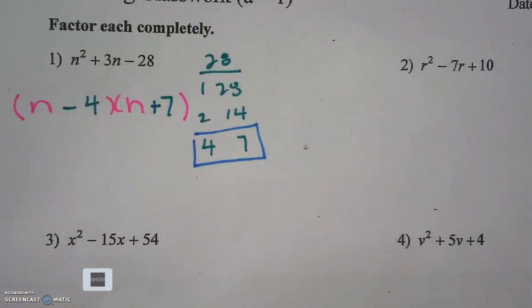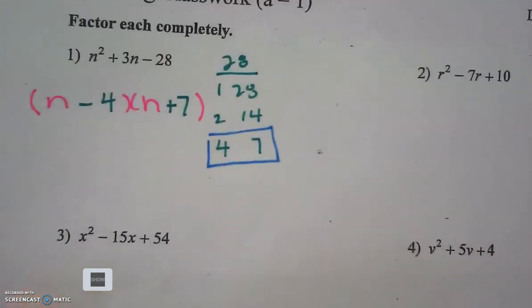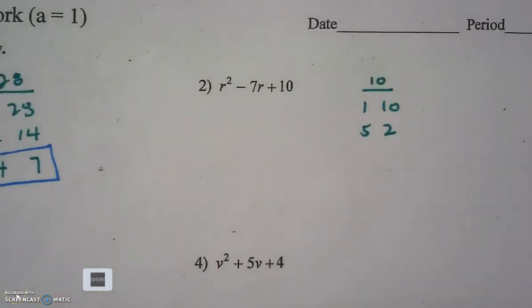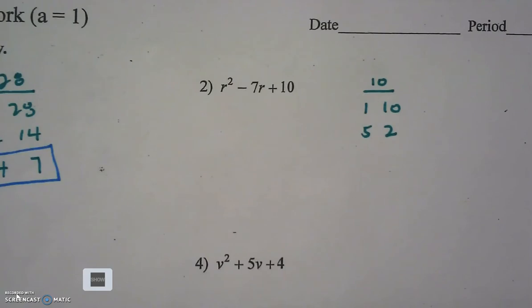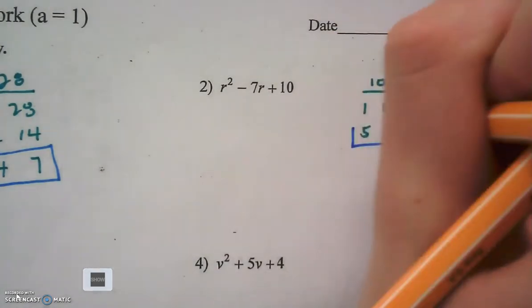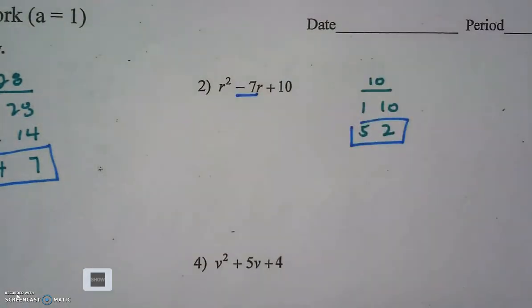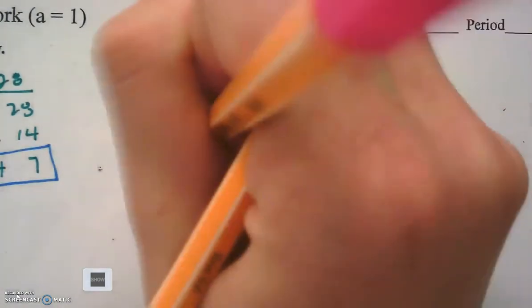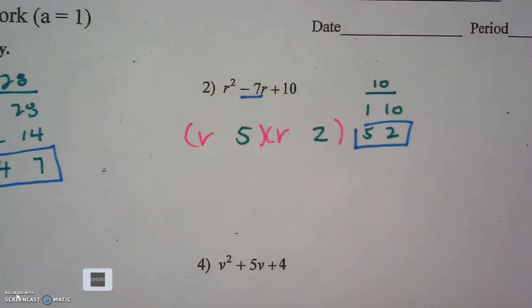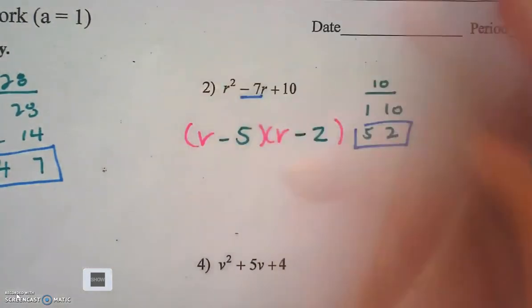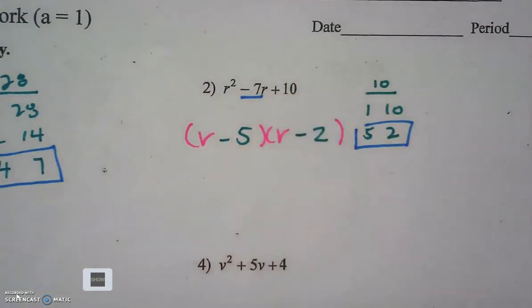Go ahead and try number 2 on your own. See if we come up with the same factors. If you pause the video, then you should be ready to review number 2. I've listed my factors of 10, and 5 and 2 can help me get to 7. So we'll have r times r, and I'm going to put a 5 and a 2, and they'll both be negative. A negative times a negative gets you a positive.